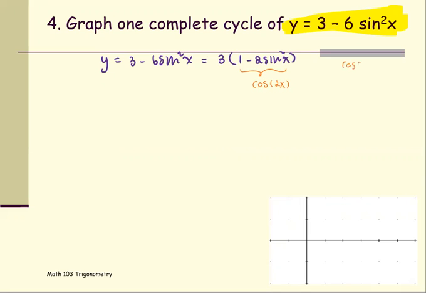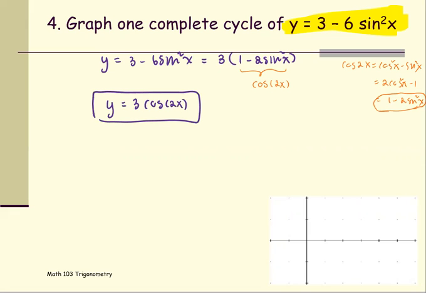As you recall, the cosine double angle is either cosine squared x minus sine squared x, or twice cosine squared x minus 1, or 1 minus twice sine squared x. So the form that we have in the problem here is 1 minus twice sine squared x. So we're going to replace that with cosine 2x. Simplify it to be y equals 3 times cosine of 2x.